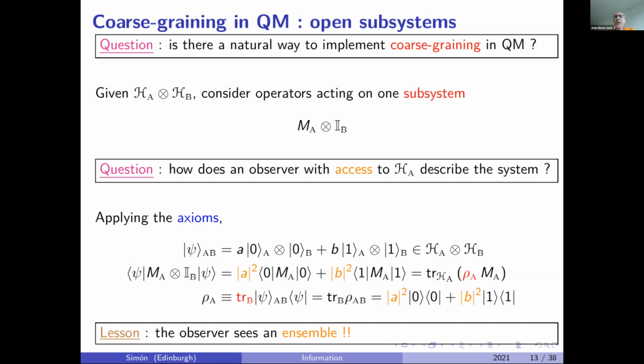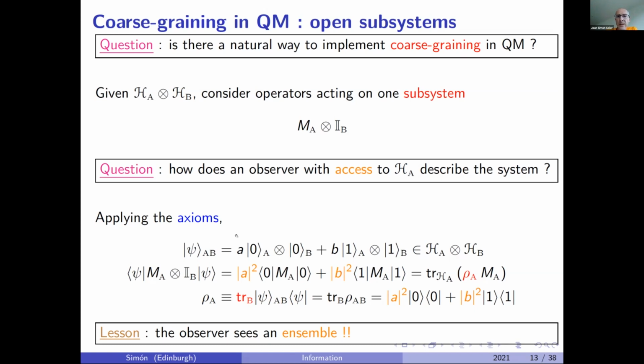But let's ask the question: imagine that Alice is on Mars, Bob is in Edinburgh, and you are working with Alice in Alice's lab, and all you can measure are operators that have support in this subspace of the composite Hilbert space. The question that I want to ask is, how does that observer, someone in Alice's lab, describe the predictions of quantum mechanics?